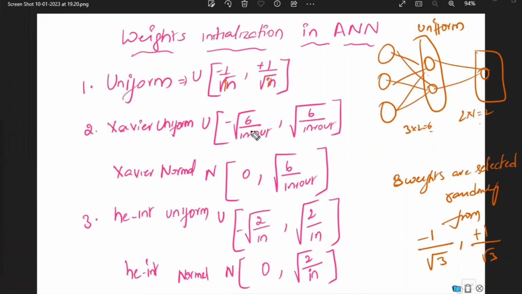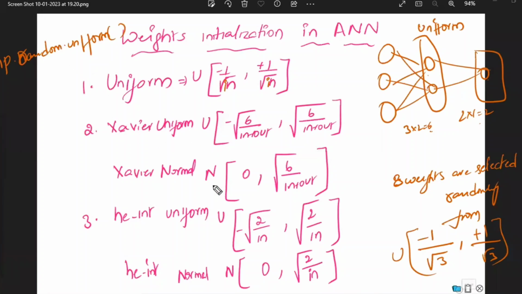If it is Xavier uniform, it is minus square root of 6 divided by number of input features plus output features, to plus square root of 6 divided by input features plus output features. Not only input features, output features also you have to add. You select 6 weights, 8 weights, or whatever number of weights, which forms the uniform distribution. Means in the backend, it is going to apply np.random.uniform. This is the function it is going to apply in the backend.